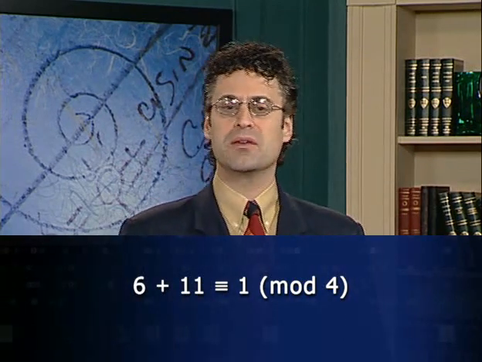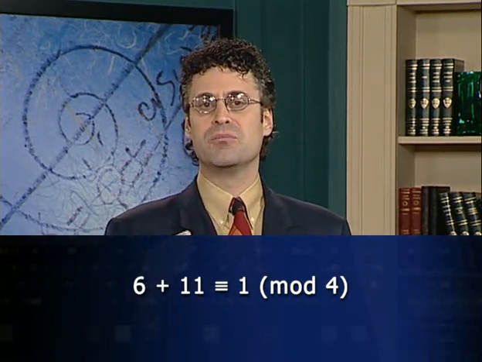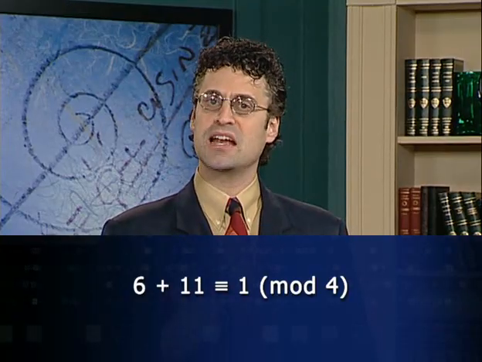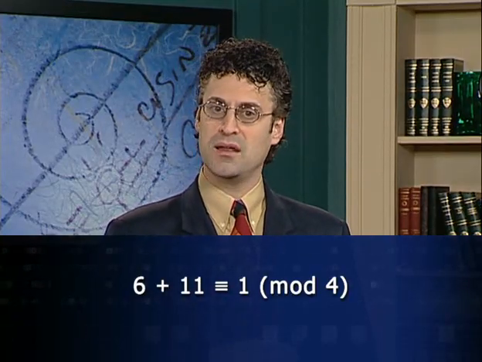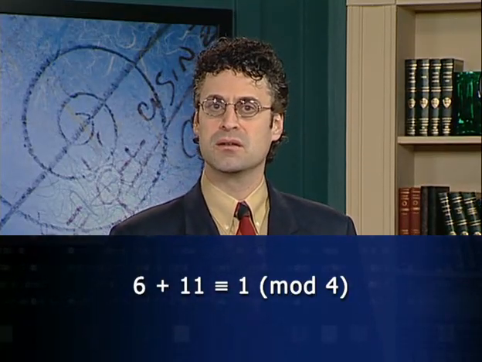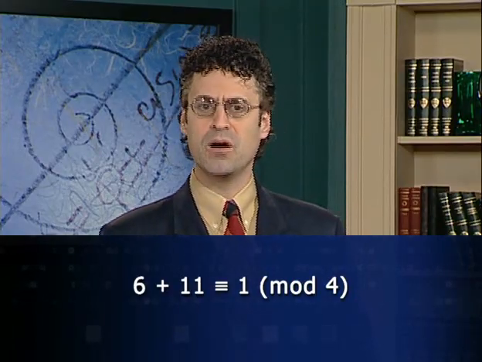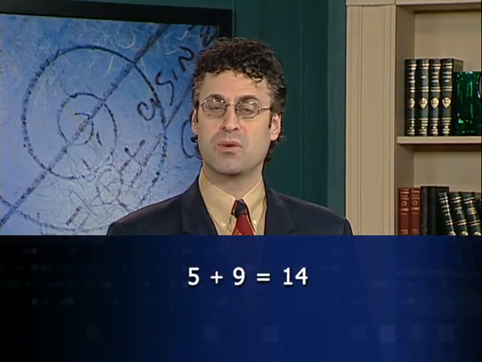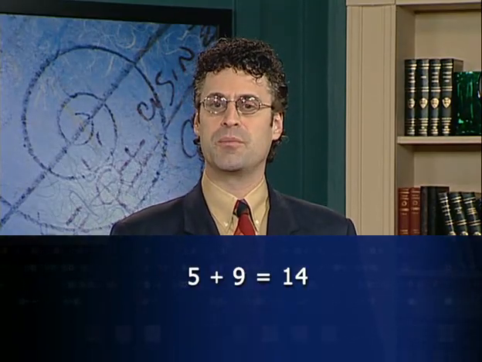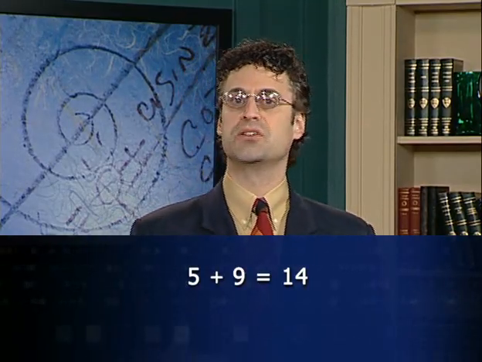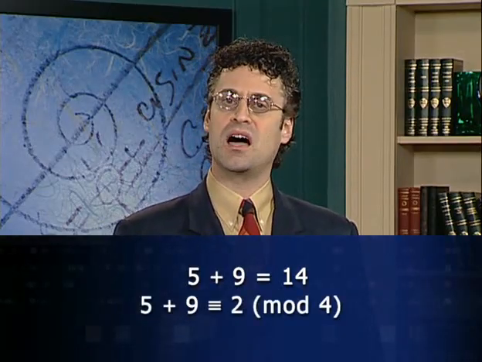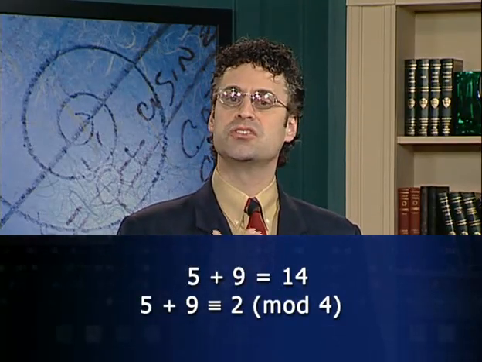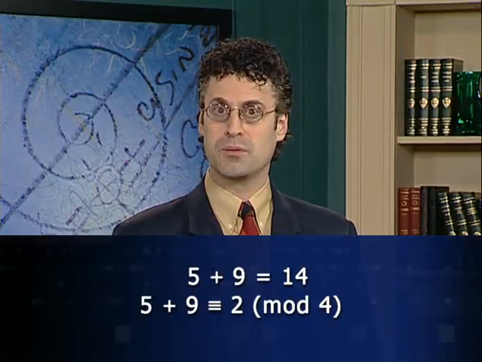What it means is that the remainder of 6 plus 11 is going to equal 1 when we consider division by 4. Because 5 plus 9 equals 14, and 14 has a remainder of 2 when divided by 4, we could write, using this notation, 5 plus 9 is congruent to 2 mod 4.